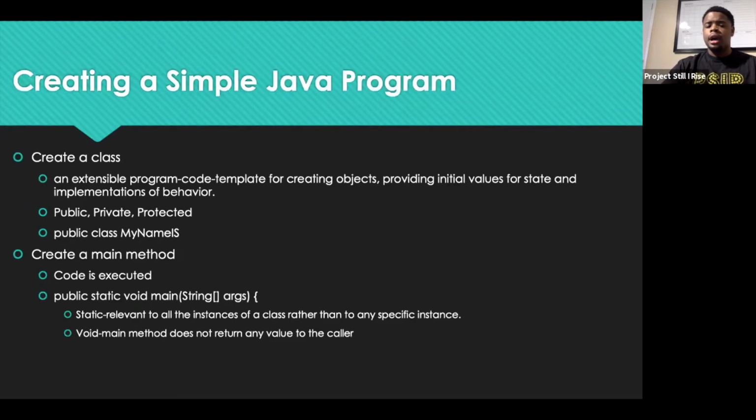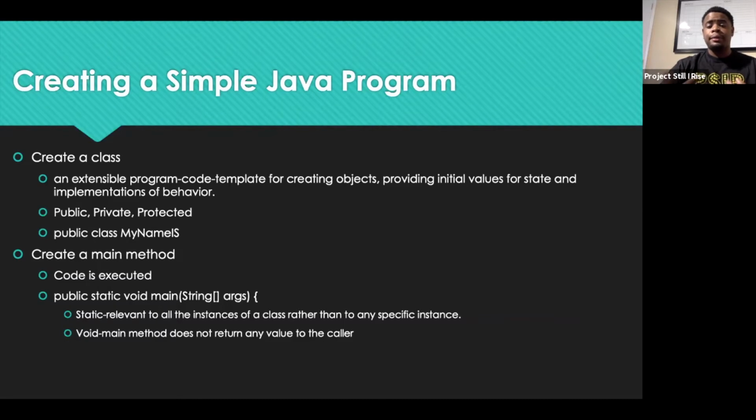Now, when getting into Java, there's a couple steps before you even get to the really programming part of Java. The first part of it is you must create a class. A class is an extensible programming code template for creating objects, and it also provides initial values for state and implementations of behavior. And what that means is you have like three ways you can define a class: public, private, and protected. Public means it's easily accessible through other classes. Private means it's only available for that specific class, and the protected means it's just a more secure class.